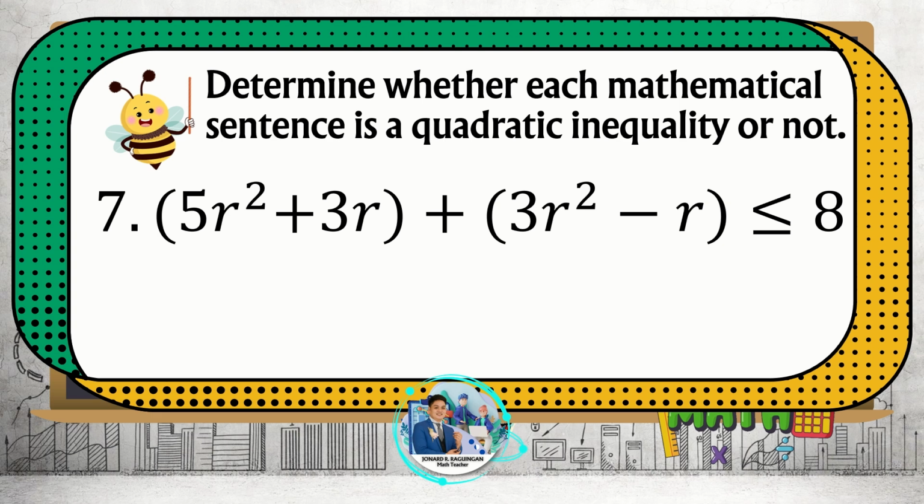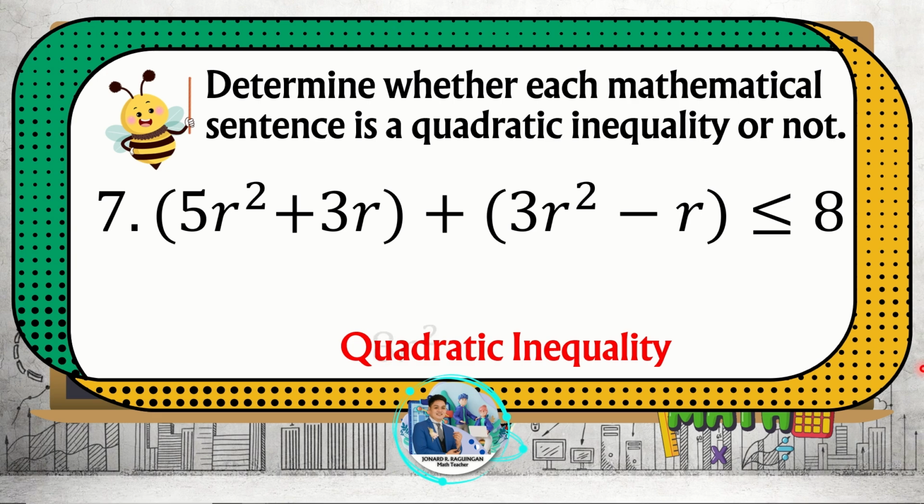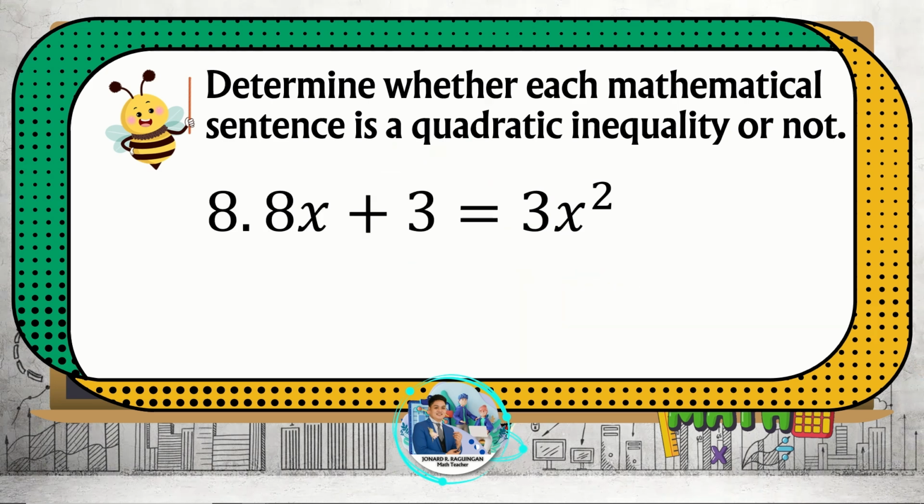Number 7. The quantity of 5r squared plus 3r plus the quantity of 3r squared minus r is less than or equal to 8. This is a quadratic inequality because when you simplify the given expression, we have 5r squared plus 3r is 8r squared. 3r minus r is 2r. Is less than or equal to 8. The degree of the resulting inequality is 2, and it uses is less than or equal to, so it is a quadratic inequality.